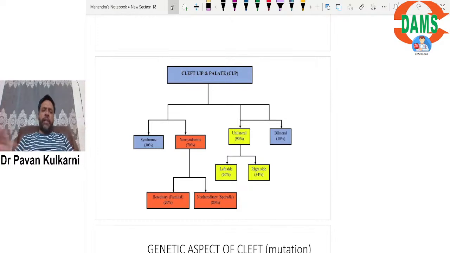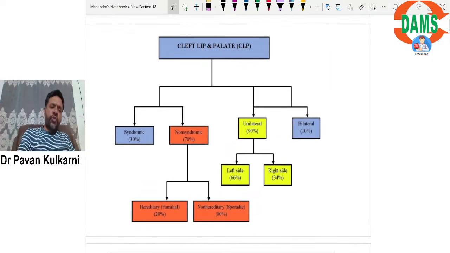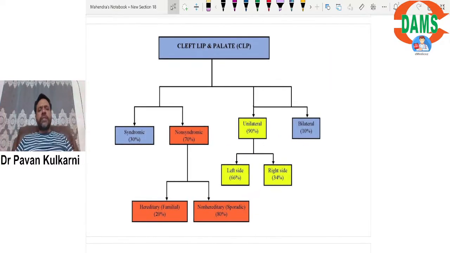Here in this table, if I zoom a little, you can see what this chart says is that cleft lip, cleft palate is 70% of the times non-syndromic. So usually syndromic cases are very less. Here the percentage doesn't matter, don't worry, some books give different percentages. Just remember non-syndromic cleft lip, cleft palate are more common than syndromic.